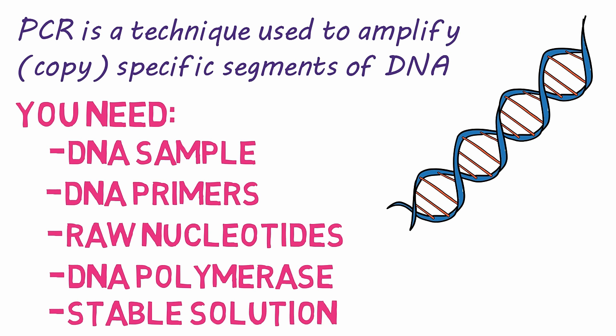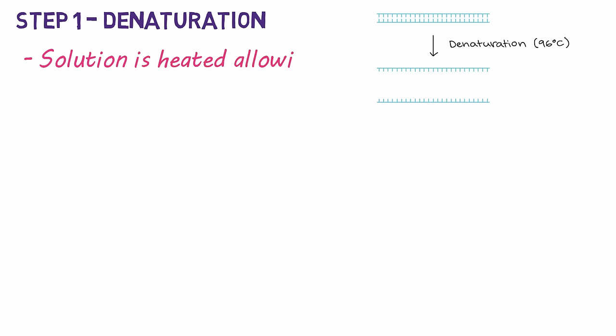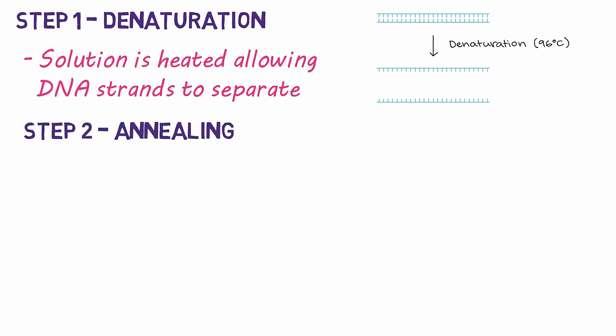Once all the ingredients are in, you run the solution through many temperature cycles until you reach the amount of DNA copies needed. There are three steps to this cycle. Step 1 is denaturation. The solution is heated, allowing complementary DNA strands to separate so that all the DNA in solution is single-stranded. Step 2 is annealing.